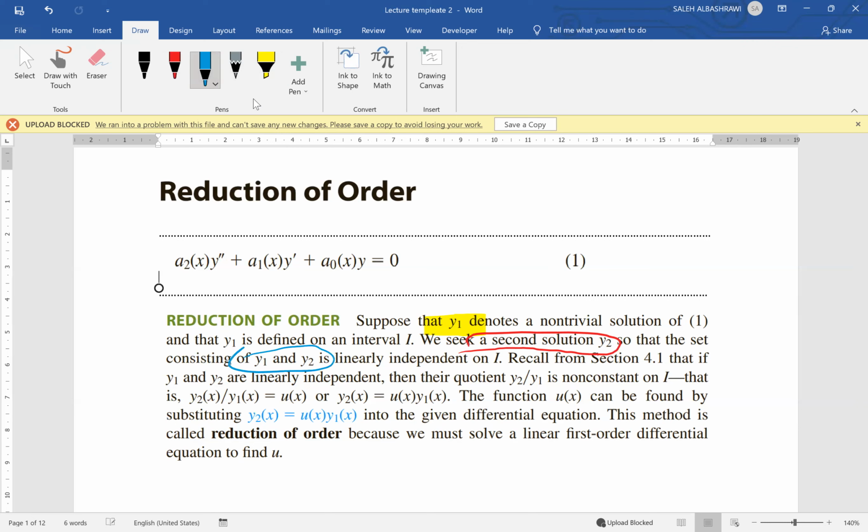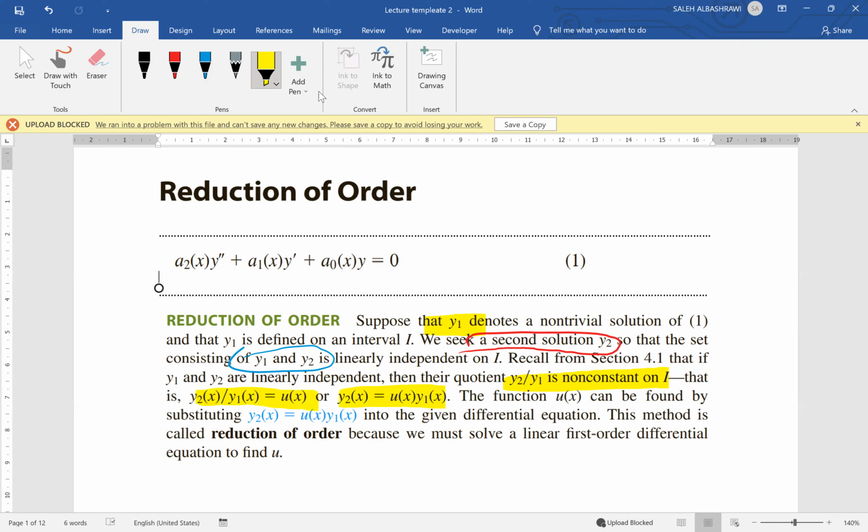This is the main part: they are linearly independent on the given interval I. And since they are linearly independent, it means that the quotient y2 divided by y1 is non-constant on I. This is the meaning of a linearly independent solution. The quotient of the two solutions is non-constant. Or it can be written as y2 divided by y1 equal to u(x), or y2 equal to a function of x, u(x), multiplied by y1.